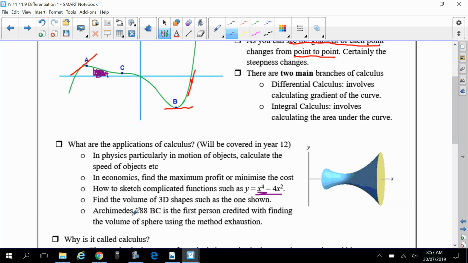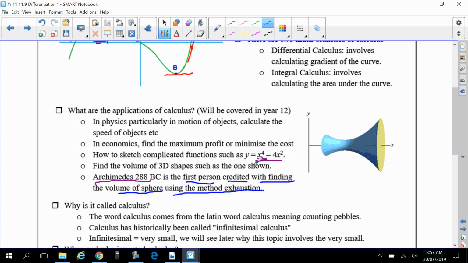But if you read the history books, Archimedes, not just a famous physicist, was also a very famous mathematician. He's the first person credited with finding the volume of a sphere using the method of exhaustion. You can look it up in Wikipedia if you are interested. So some people discovered that quite early.